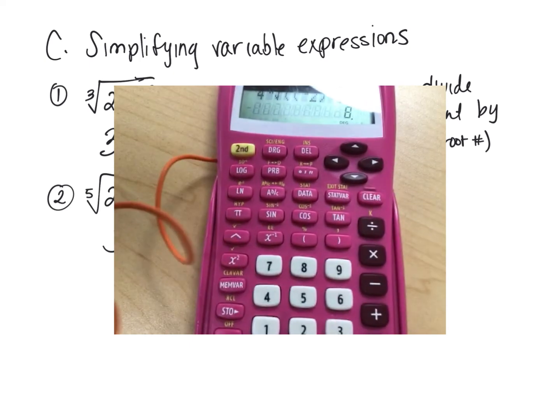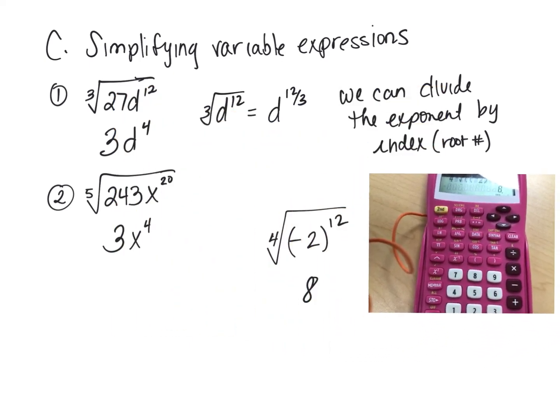Wait, where's your 4th parentheses? Because I only saw 3. Did the other parentheses go after 12? No, there's only 2. After the 12, there's 1. Okay. Yeah, and you don't actually have to put the 1 after the 12 in. It'll still calculate it correctly.